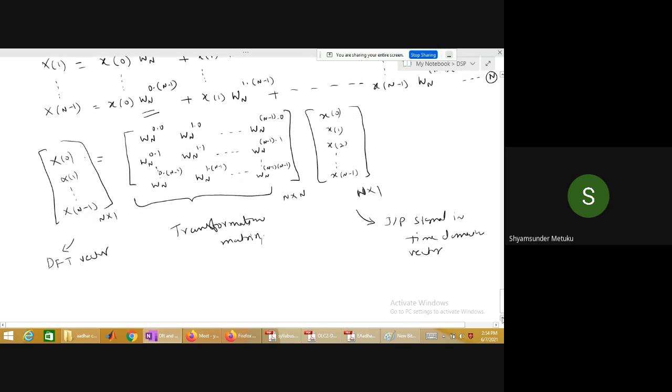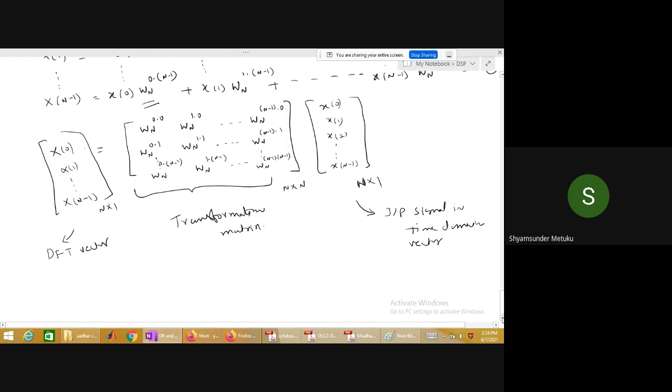The first one is a DFT vector, which is a frequency domain signal. The n by n matrix you got is called the transformation matrix, which is multiplied with a vector called the time domain signal, which is the input signal and is also a vector. Is it not as per our equations? As per the equations, this is correct.